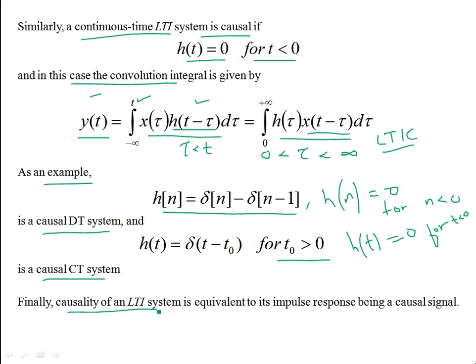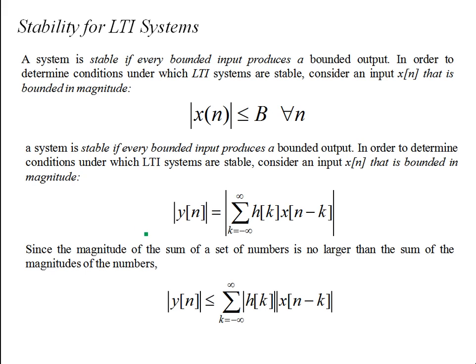So finally, causality of an LTI system is equivalent to its impulse response being a causal signal. Over here you see h of t is a causal signal. If this was delta t plus 1 or delta t plus 2, that's non-causal because t naught becomes negative. Similarly, if this is delta n plus 1, then it becomes non-causal. The impulse response is a signal, the output of the system in response to the unit impulse. So if your impulse response is causal, the system is causal.